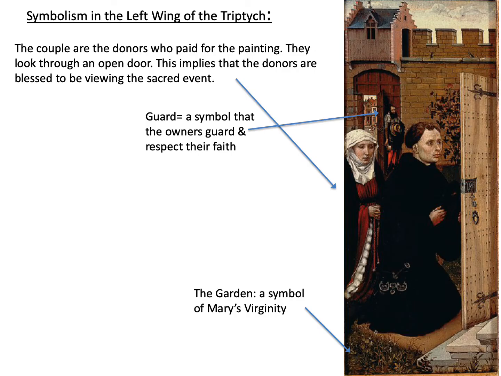The symbolism in the left wing is a little bit less overt and obvious. The garden that the patrons kneel in is a symbol for Mary's virginity. There's a guard that stands at the back of the door in which the fortress was built. It's a symbol that the owner's garden respect their faith. We know that the donors were a very important part of commissioning art during this time period. Typically, the donors had their hands in the church, but they also had influence and say in civic things as well.